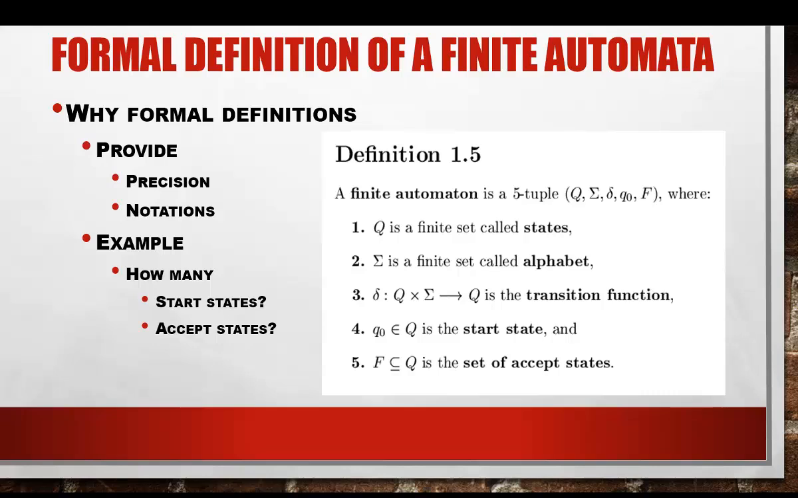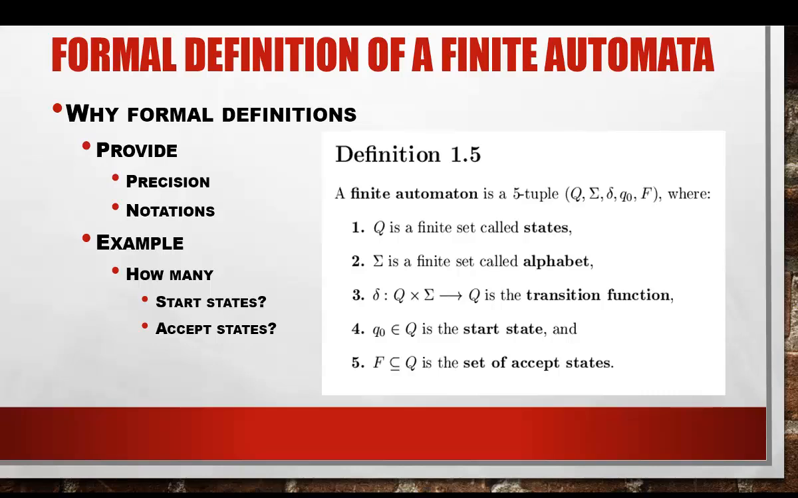And the reason for that is, actually, there are two reasons for this. The formal definition resolves any kind of uncertainties that we may have about several different aspects of our machine. So a formal definition basically gives us precision in terms of what exactly a finite automata is. For example, if you have questions about whether a finite automata can have more than one start state, or is it allowed to have no accept states, a formal definition would give us that precision.